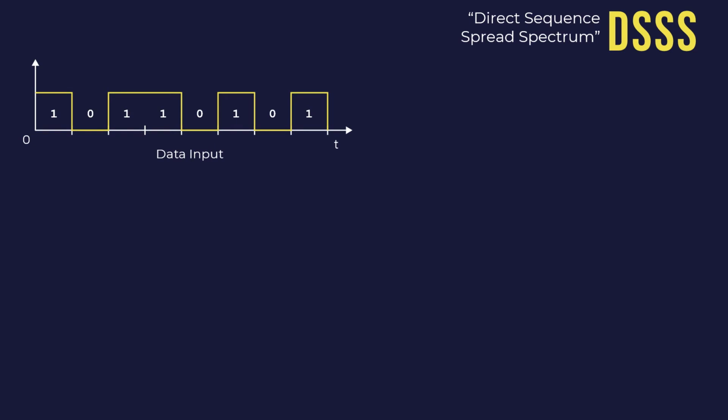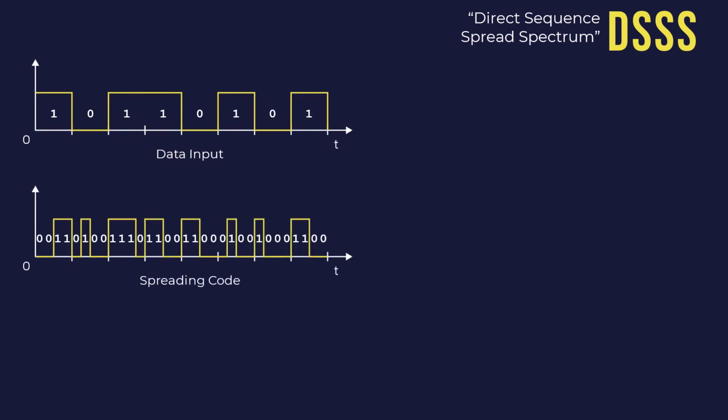Now, let us see how exactly does DSSS transmit signals. Suppose we want to transmit this binary code. Spreading code scrambles or encrypts the data input. The spreading code cannot just be made randomly. It is designed so that it has orthogonality. This is necessary so that signals do not affect one another.